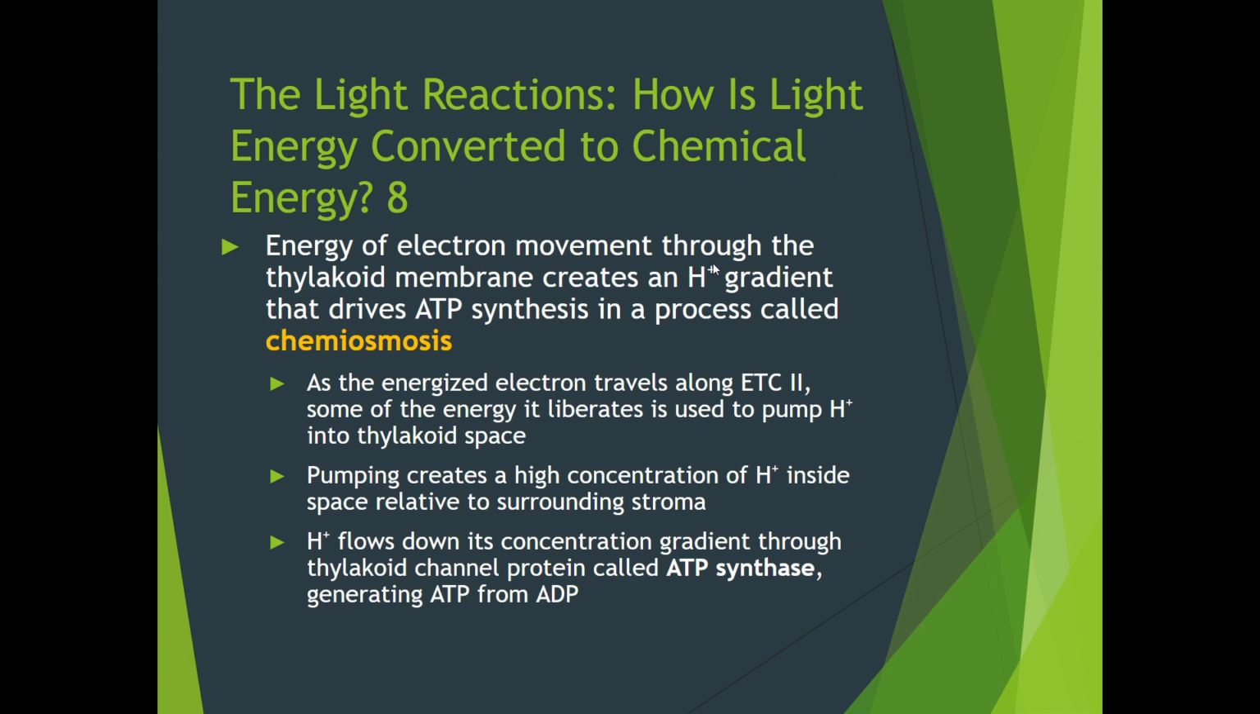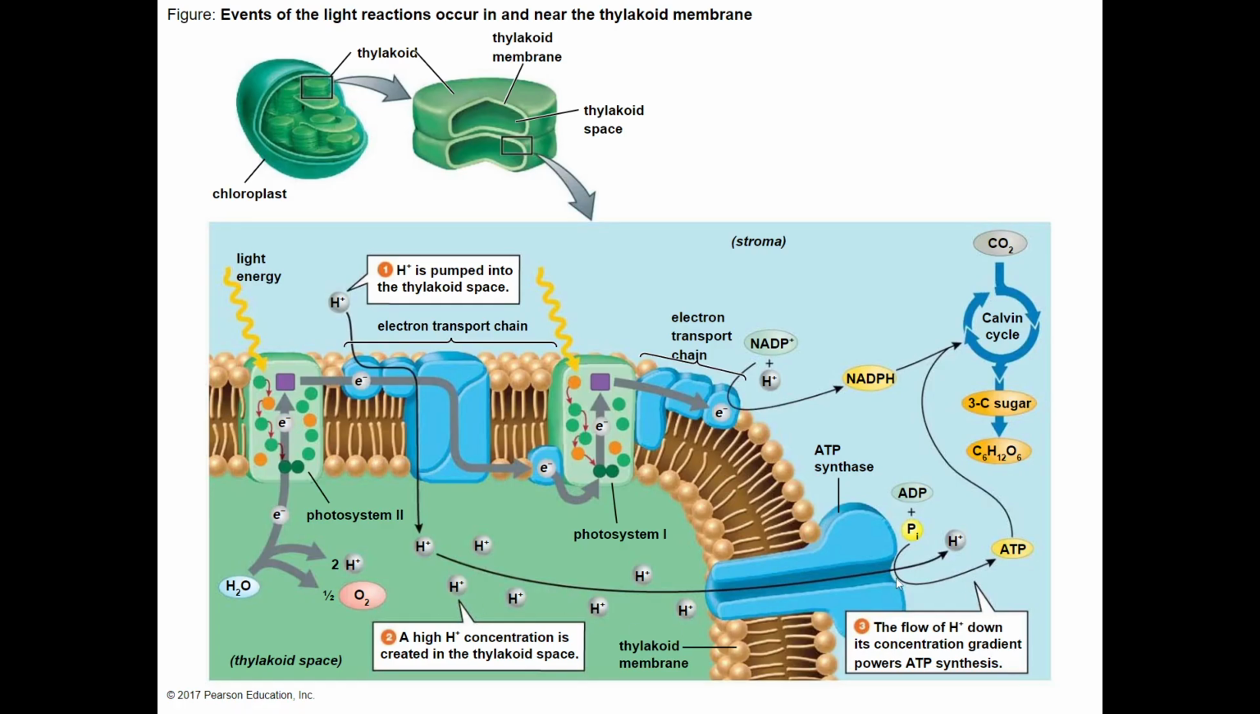So the energy of electron movement through the thylakoid membrane created an H+ gradient, and that H+ gradient, or proton gradient, is going to be used in the process of chemiosmosis, and we're going to move that gradient through ATP synthase to generate ATP. And it's the generation of ATP that powers the Calvin cycle, and there's also NADP+ that goes to the Calvin cycle.